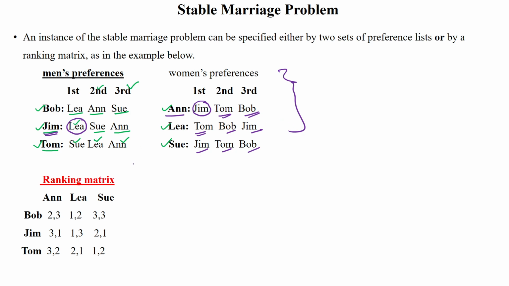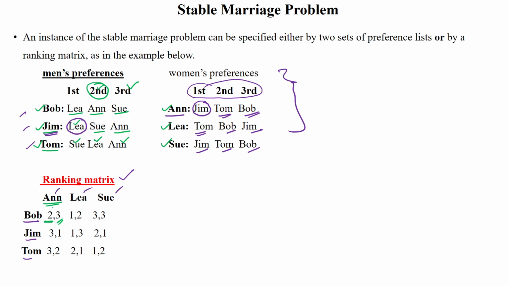Based upon that, we have to construct the ranking list, right? Ranking list means the preferences. So we are constructing the ranking list using a matrix. Bob, Jim, Tom are given in the rows, then Anne, Leah, Shu are given in the columns. Based upon that, now I am finding the rank. So Bob is giving Anne the second preference, so 2. The first digit is mentioning the boy's preference, the second number is representing the woman's preference.